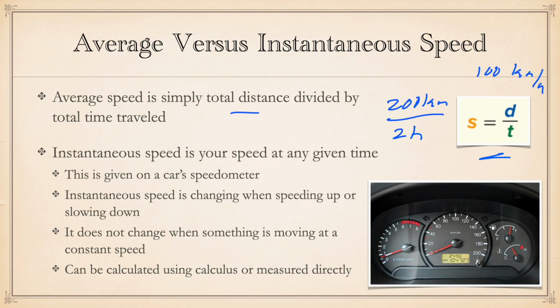Now your instantaneous speed is your speed at any given time, and that's what's actually given on your car's speedometer. It's constantly changing as you're speeding up and slowing down. Instantaneous speed changes when you're speeding up or slowing down. It does not change when something is moving at a constant speed. So if you set the cruise control and you're on a nice flat road, you are traveling at a fairly constant speed, and your speedometer shouldn't change much, or at all. If you're traveling truly at a constant speed, it wouldn't change at all.